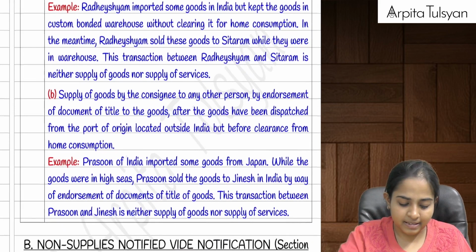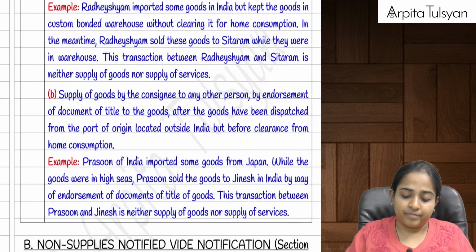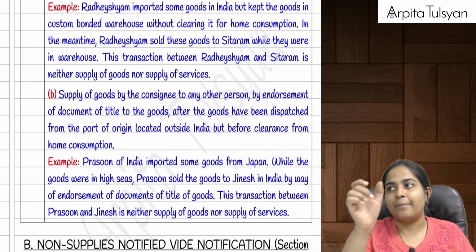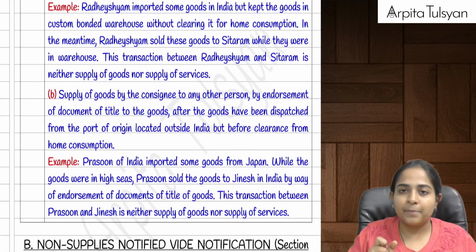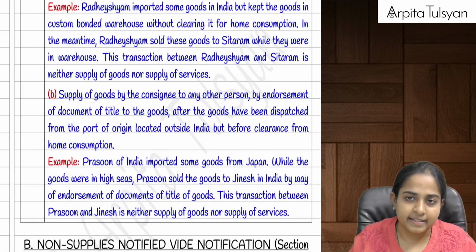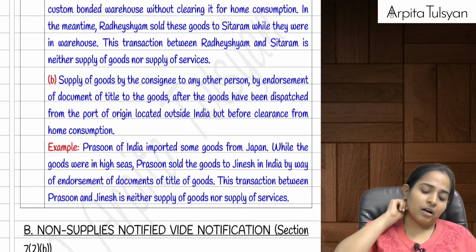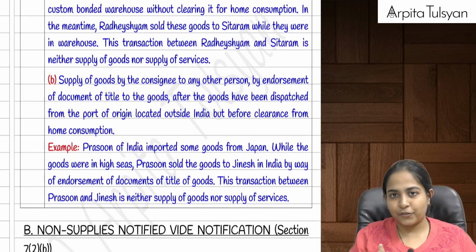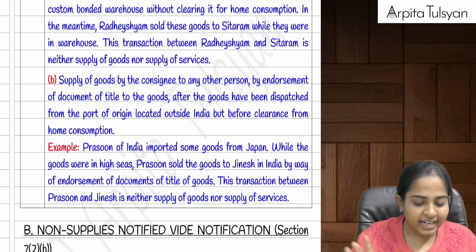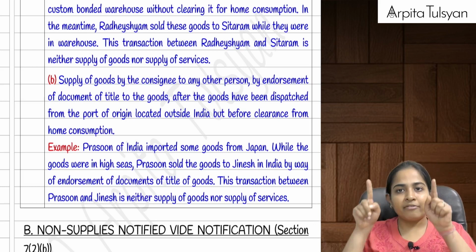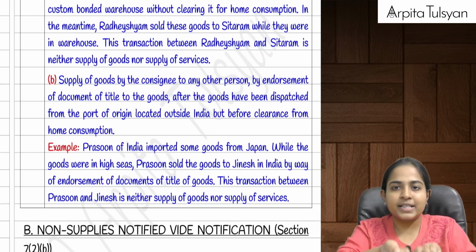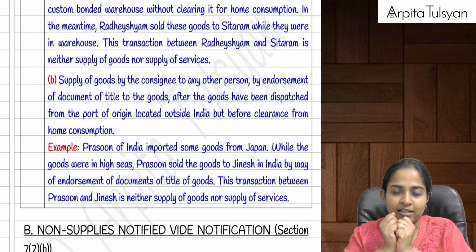I'll just give you an example. If you have imported any particular goods and the goods are in transit, in waters for example, the goods have been dispatched from that particular place and you have not yet received them. You have the invoice ready, and as soon as the goods come to India, you will get the goods cleared.